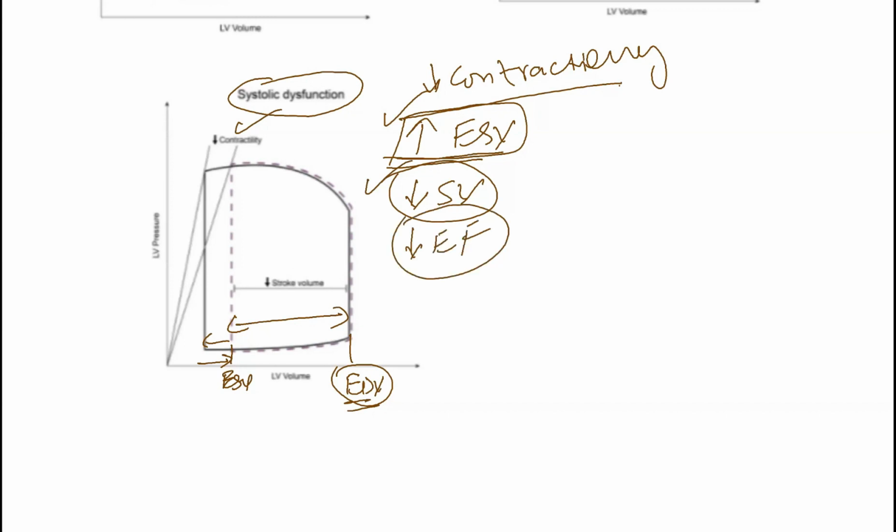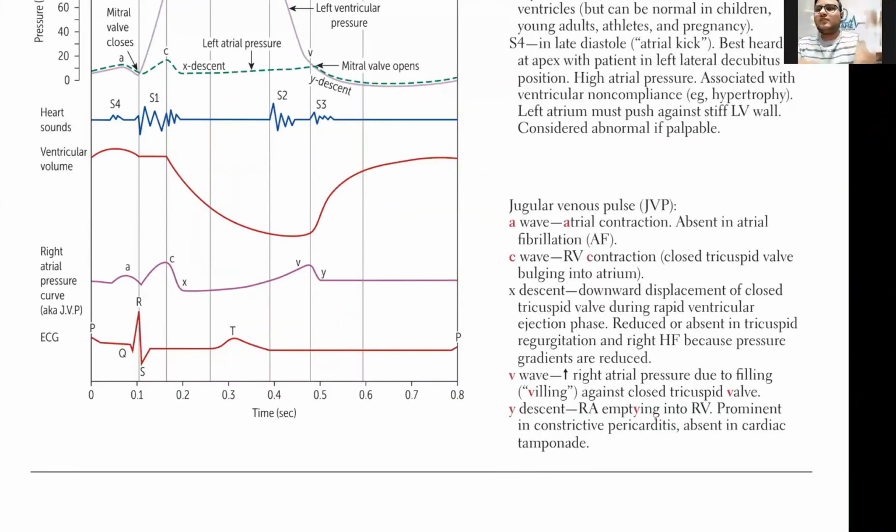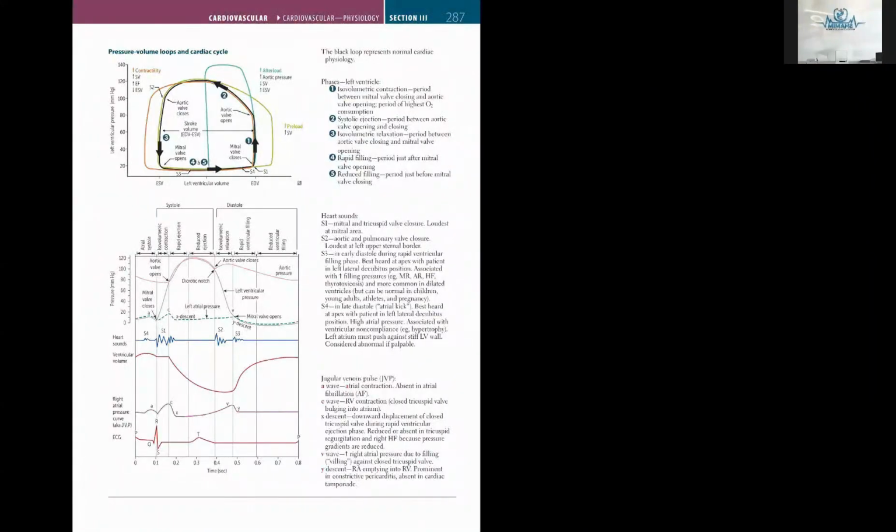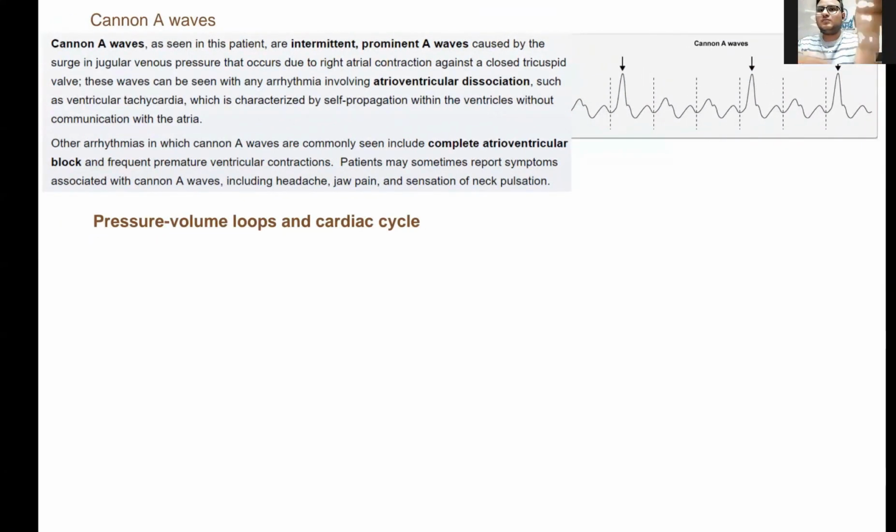Okay, so these were the concepts associated with the pressure volume curve we discussed, and now we will continue with a very, very important topic. So next, what are the Cannon A waves? Sometimes it is also asked, what are the Cannon A waves?